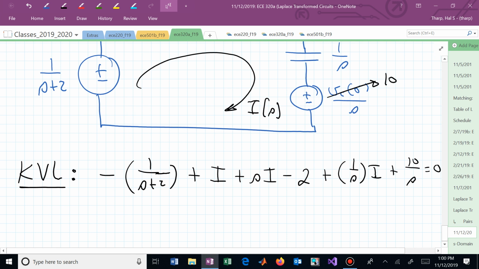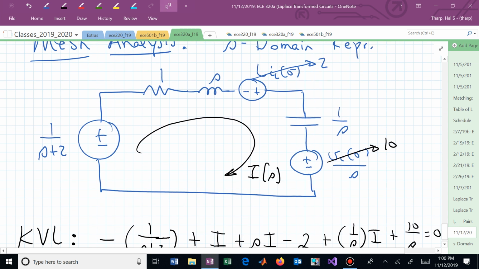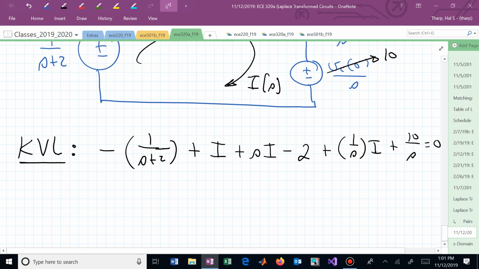And now you can see how those initial conditions actually look like sources. And you could use superposition if you wanted to. If all three of those made you feel a little nervous, you could say, let me look at them one at a time. It's a linear system. We can now use superposition and analyze the circuit with those three individually and then add them up at the end. Here, let's just carry them through and see how ugly it gets.